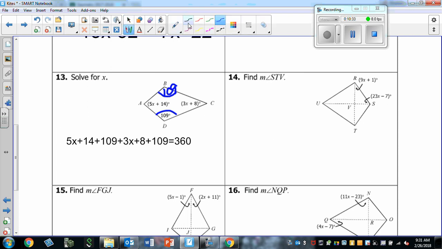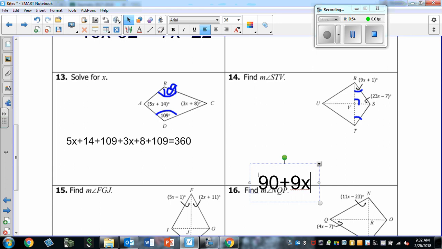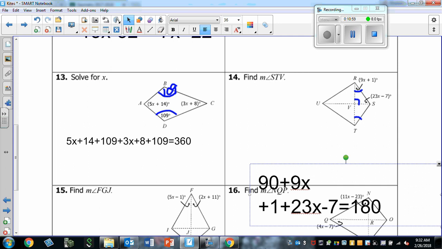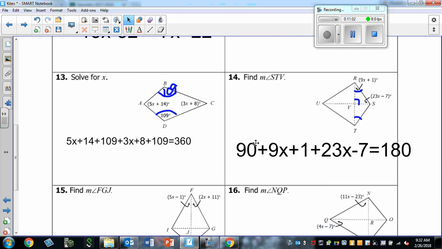On this next one, I see angles, so I'm going to go ahead and mark that right angle because it looks like I might need that. I want angle STV, so I want this angle here, which will be the same as angle R. So if I can solve for R, I can solve for STV. So on this one, I am going to do 90 plus 9x plus 1 plus 23x minus 7 equals 180 because I am using that top triangle, so this triangle here. When you get x, plug into R, and that will give you your answer here.